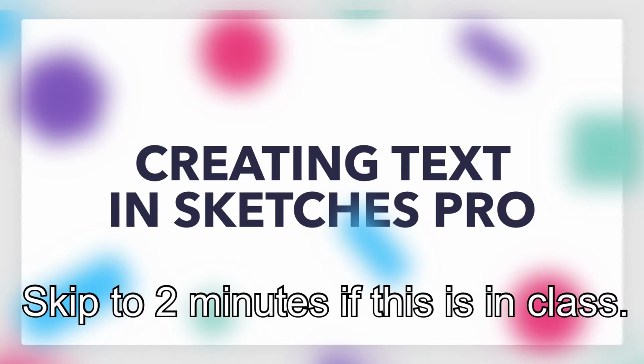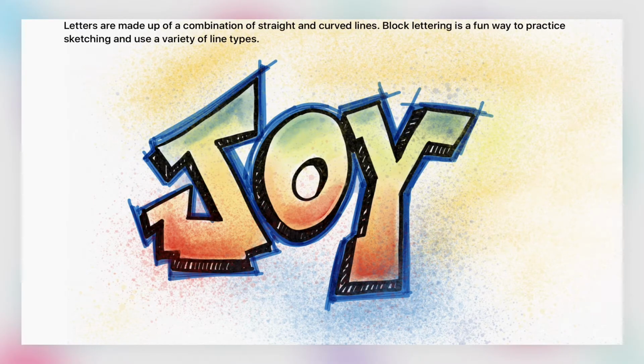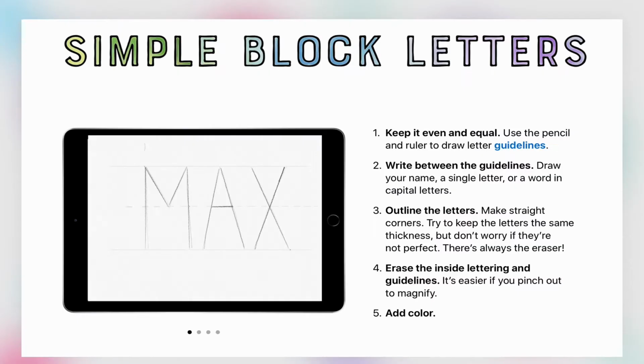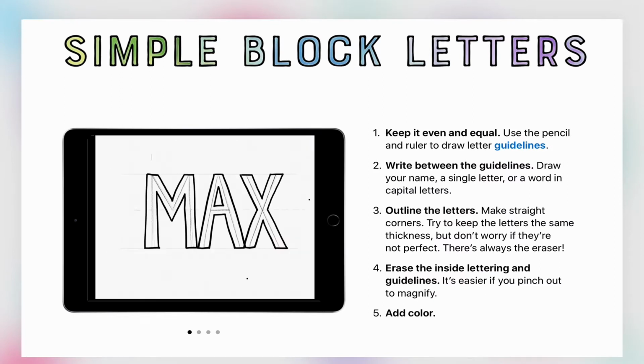We are going to be creating text in Sketches Pro today, and we're going to use some of the Everyone Can Create resources. And here you can see we've got some block lettering, some styled lettering. We're going to create this in Word Art in Sketches Pro. So we're going to create some text, some outlines like this, and this is just simple block letters, and then we're going to colour them in.